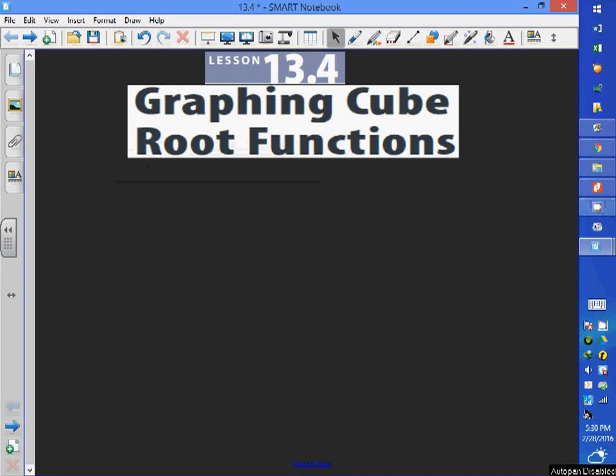Alright guys, today's lesson is graphing cube root functions. As you know from the previous lesson, first of all we have to identify what cube root means. Let me show you.